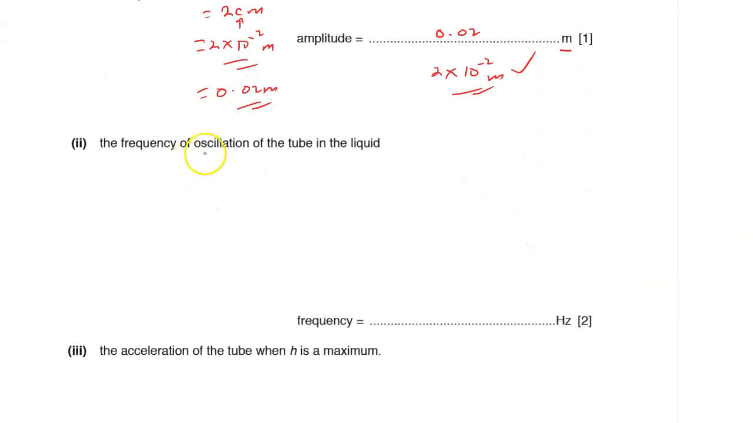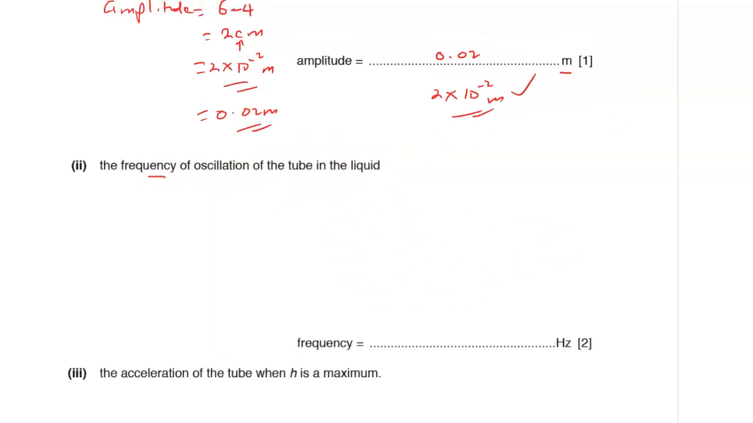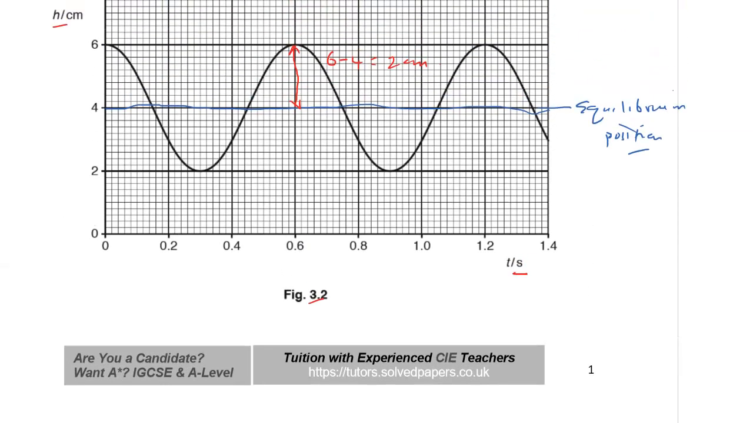Frequency of the oscillation of the tube in the liquid. So to get the frequency of the oscillation of the tube, we need to get the period. We go back to the graph. The period is one complete oscillation. One complete oscillation is from there to there. I'll go for that. You can go for whichever, it doesn't matter. You can also go from here to here, but I'll go from here because we have these values given.